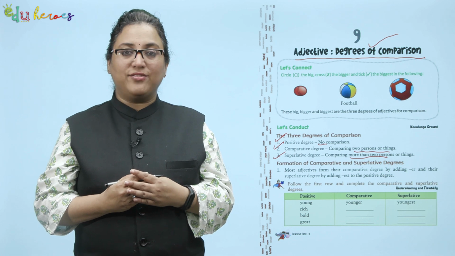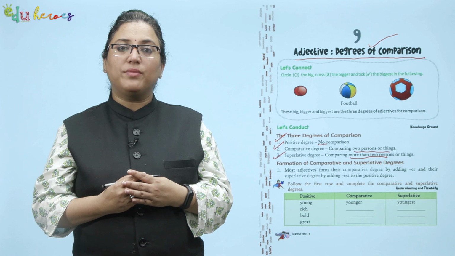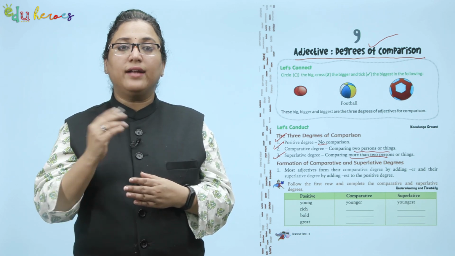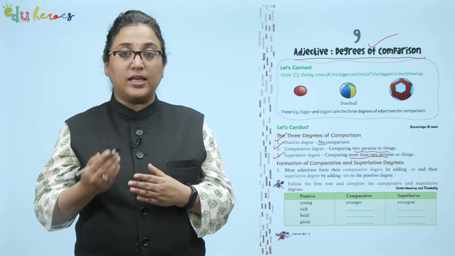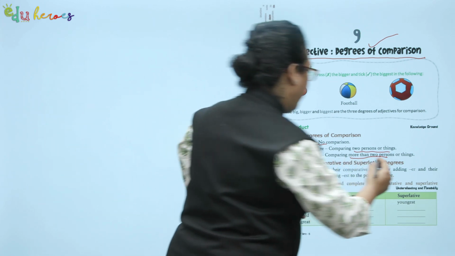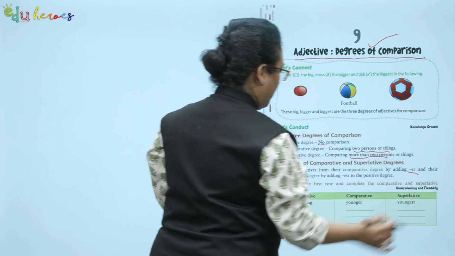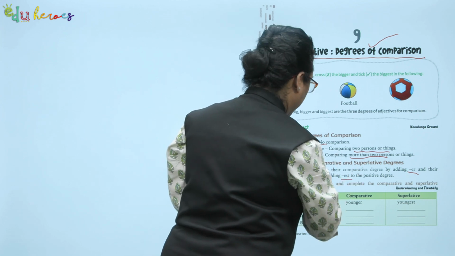Formation of comparative and superlative degrees. Most adjectives form their comparative degree by adding ER and their superlative degree by adding EST to what? To the positive degree. So, if you have positive degree, you will just add ER and you will get a comparative. And when you will add EST, you will get superlative.